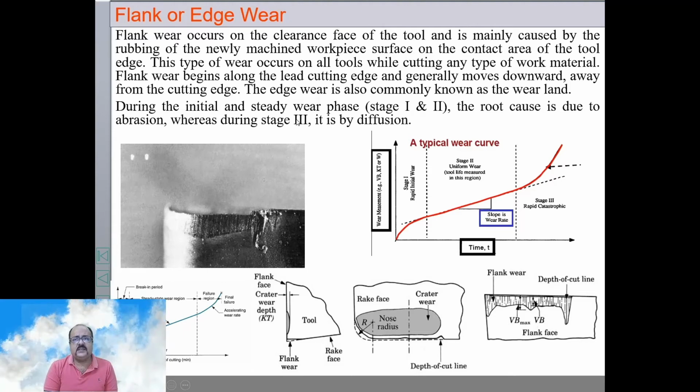Now what causes this? This is caused by the rubbing of the newly machined work surface on the contact area of the tool. This type of wear occurs on all tools while cutting any type of work material. Flank wear begins along the leading edge and generally moves downwards away from the cutting edge. So it starts from here and moves in this direction.